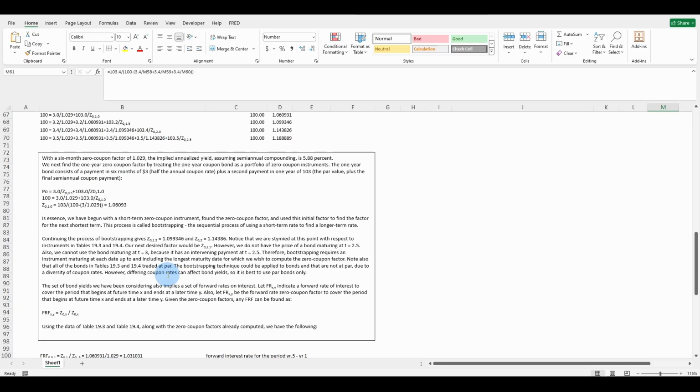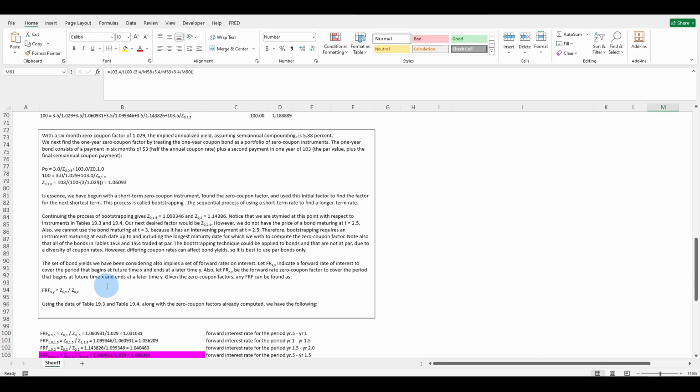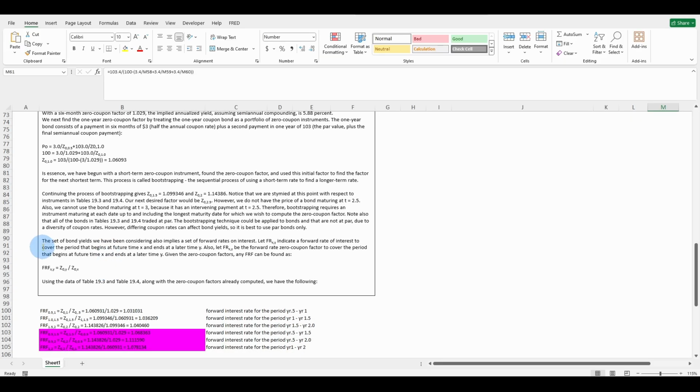The bootstrapping technique could be applied to bonds that are not at par due to a diversity of coupon rates. However, differing coupon rates can affect bond yields, so it's best to use par bonds only. The set of bond yields we've been considering also implies a set of forward rates on interest.